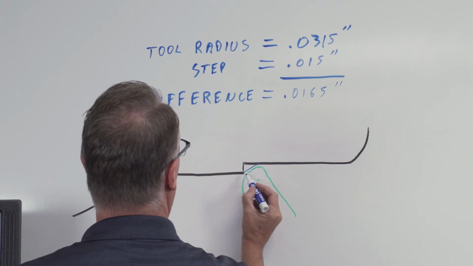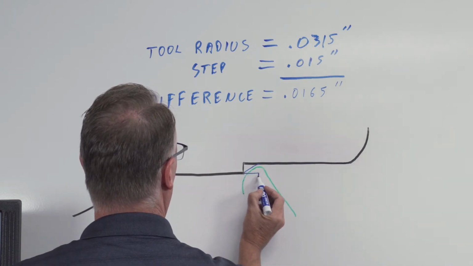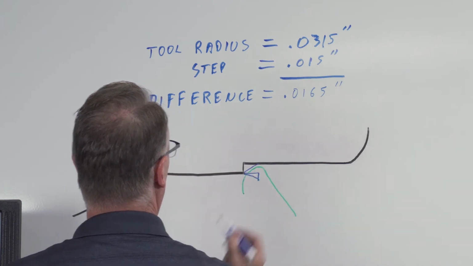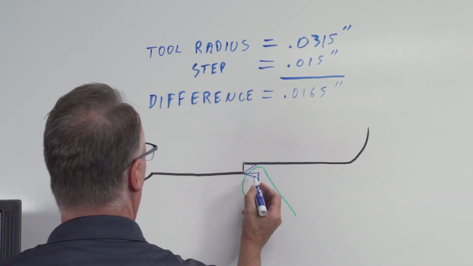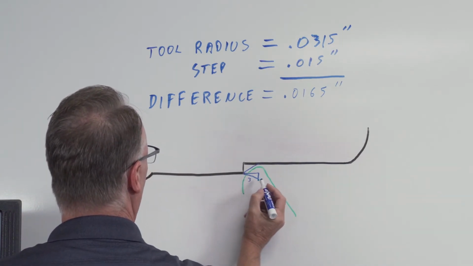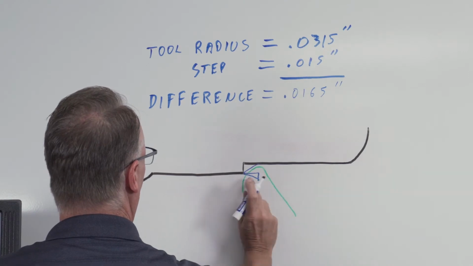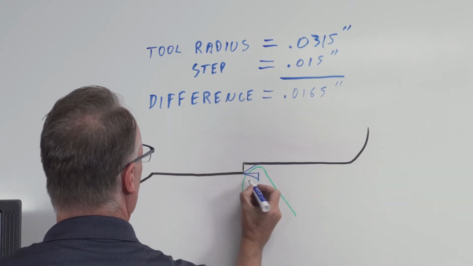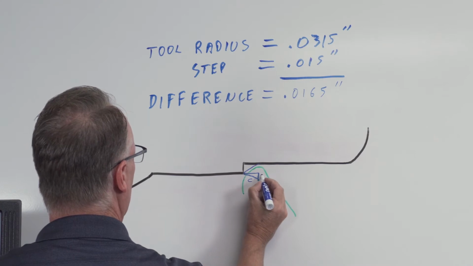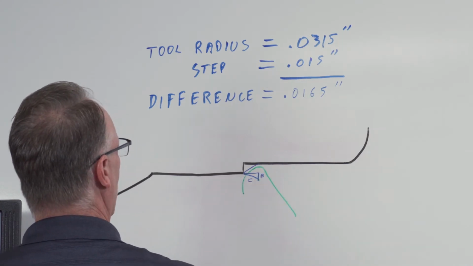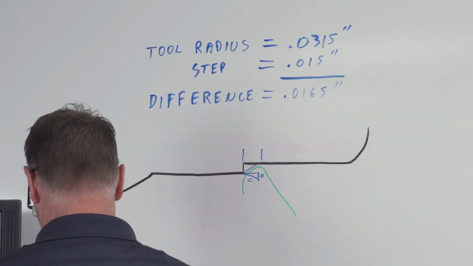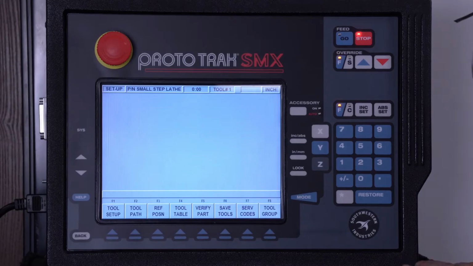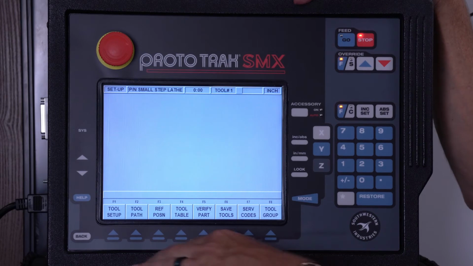So if you really look at this, what we've got here is a trig triangle. Okay, hopefully I drew that big enough that you can see it. And in my trig triangle, here's the C, here's the B, and A is what I don't know. I need to know this dimension. Okay? So let's go back to the control, and let me show you how you do that.